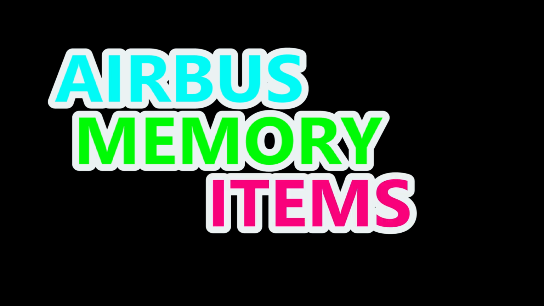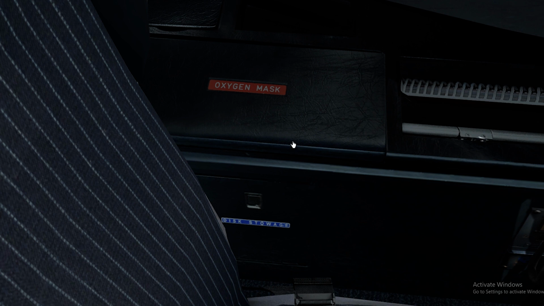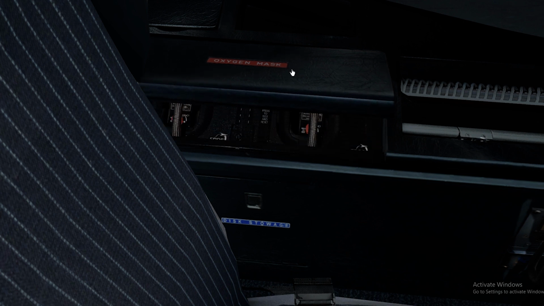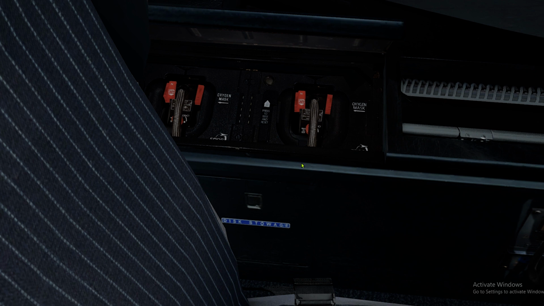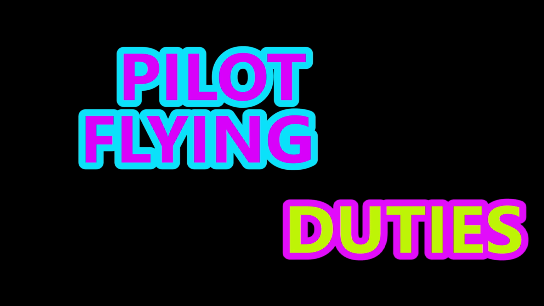Here we will perform one of the Airbus memory items. Any pilot that notices any excessive cabin altitude rise announces emergency descent. Both pilots don oxygen mask. Once you don your oxygen mask, remember to wear again your headset. Both crew establish communications. The pilot flying will immediately initiate the descent. Recommendation is to use the autopilot and auto thrust unless you want to make it hard for yourself.